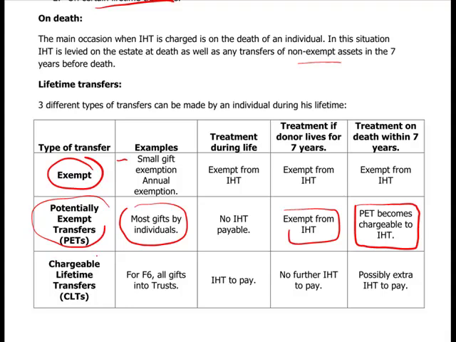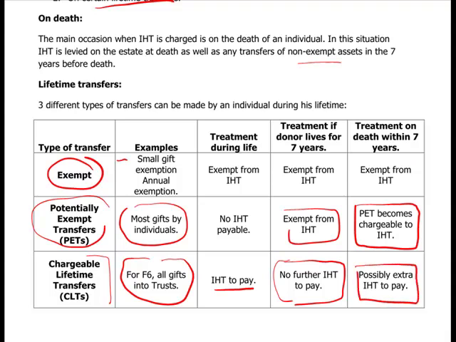Chargeable lifetime transfers will be, basically for F6, all gifts into a trust, so they are charged to IHT at that point when they're transferred. However, this bit here becomes irrelevant. There's no further IHT to pay because you've paid it at that point. On death within 7 years, there is possible extra IHT to pay, depending on the situation.